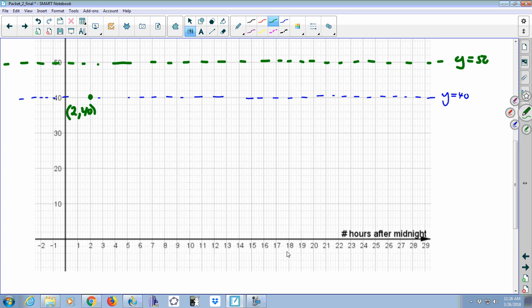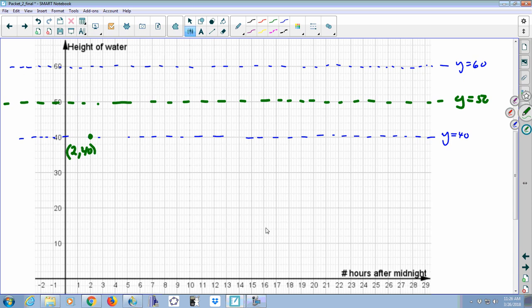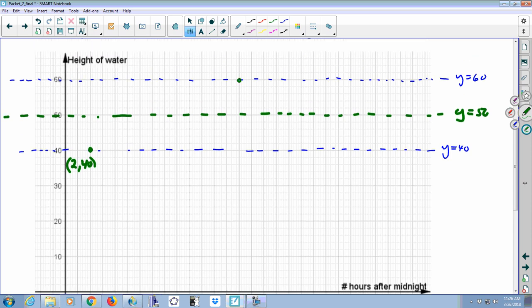What's going to be my t value when I reach my high tide, which is 60 feet? 14 hours after midnight, or 12 hours after 2 a.m. So I go over here to 14 and I go up to my high. Let's see if I can find 14 here. That's this one. All right. So (14, 60).